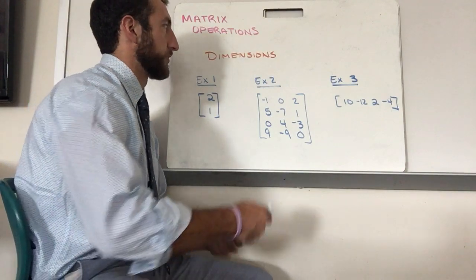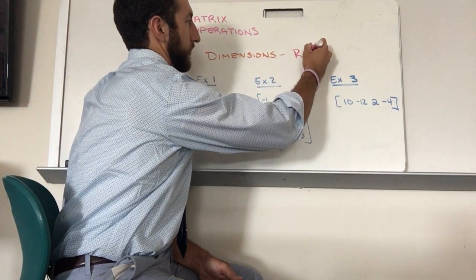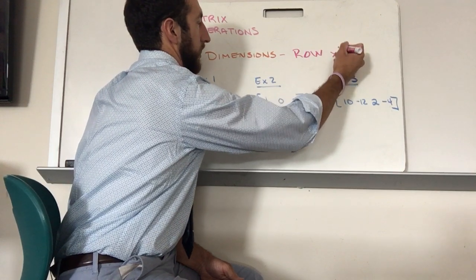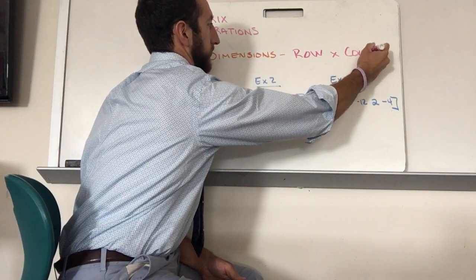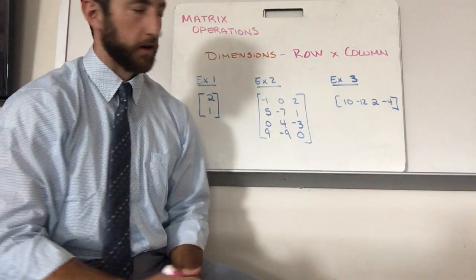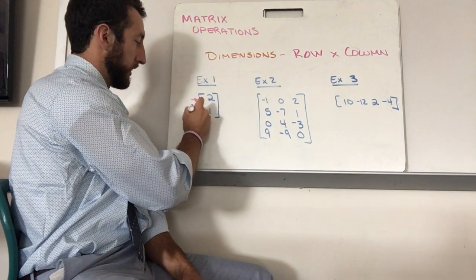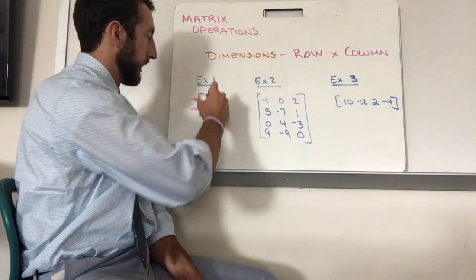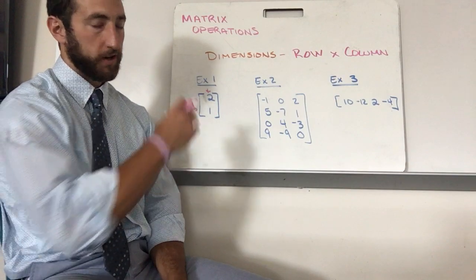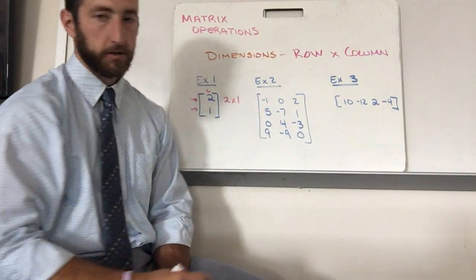So dimensions are always going to be listed as the number of rows that we have by the number of columns that we have. So it's always going to be the rows and then the columns. So if you look here at example number 1, you look across here, these are my rows, and we look down here, these are my columns. So I have 2 rows, 1 column. So this is a 2 by 1 matrix.